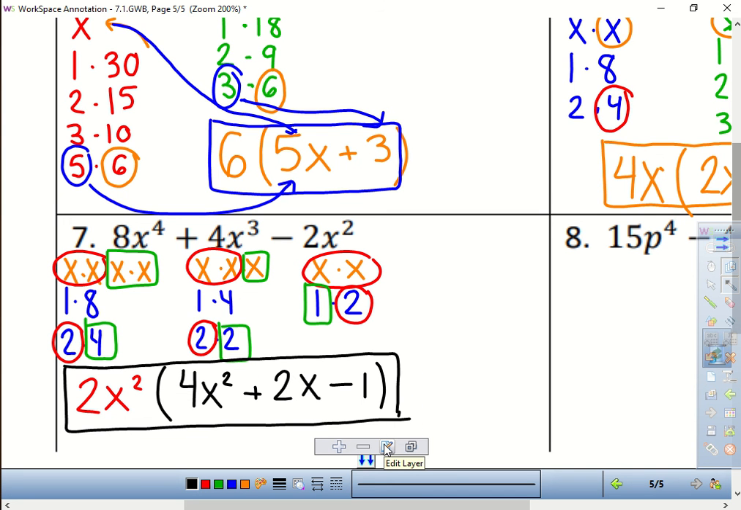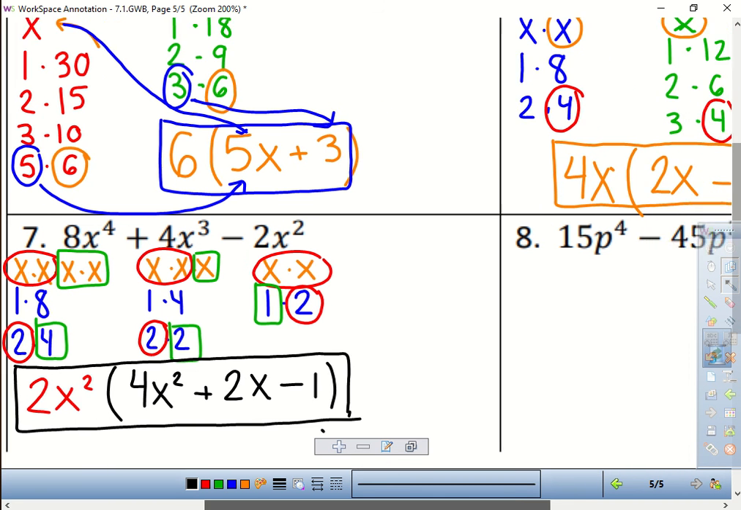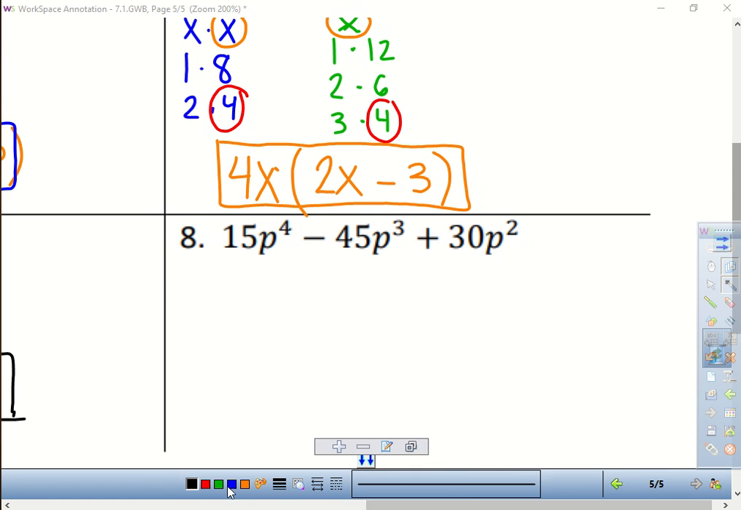And you could distribute this to check your work. So does anyone have any questions about that? No. Okay. We're going to do one more. Alright, so the last one we're looking at, let's list out our variables first. So how many p's do we have in this first one? 4. Good. And then we have our factors, which are going to be 1 times 15, 3 times 5, and I think that's it, right?